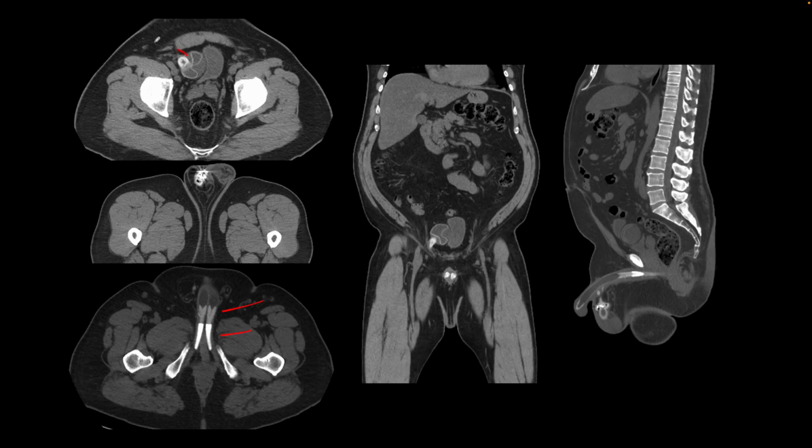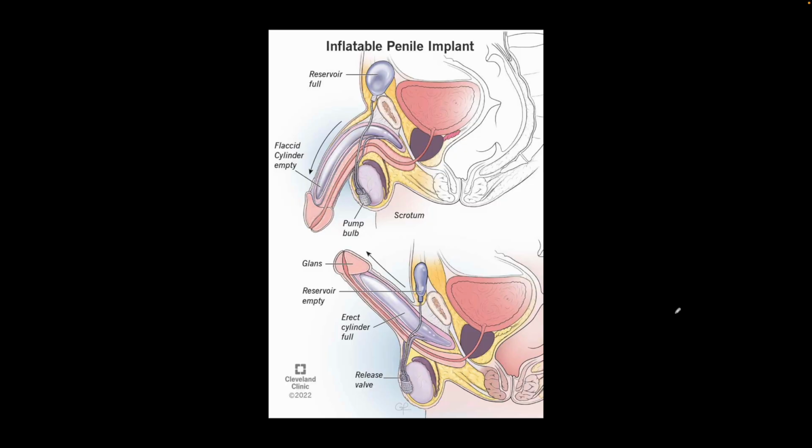This is the reservoir, which is usually in the intraperitoneal compartment in the left or right lower quadrant. And then there's a part that is in the scrotum, and we see the reservoir here, part of the cylinders here, and the cylinders here. So sometimes we perform CTs to evaluate devices, and in such a situation, it's very important to know what are the parts of the devices, what do they look like on CT, and what complications to expect.